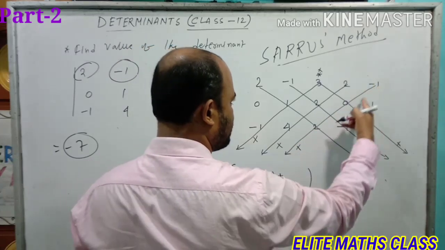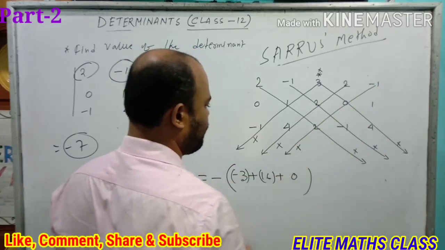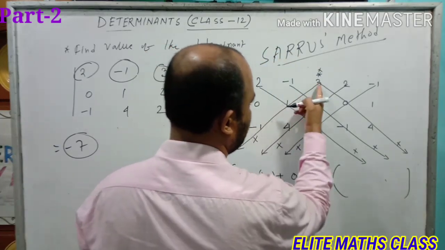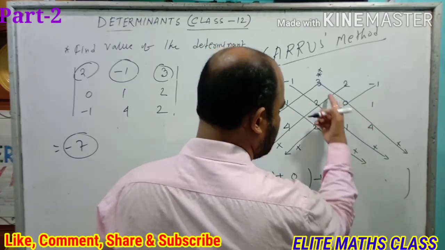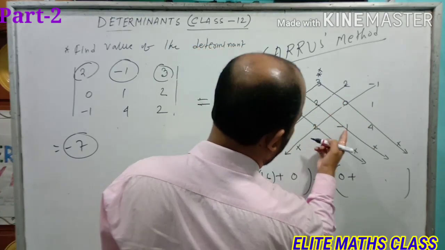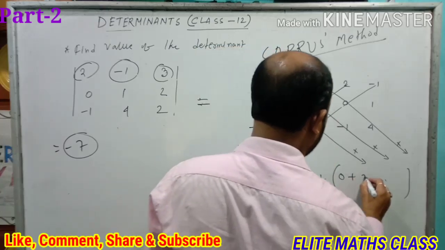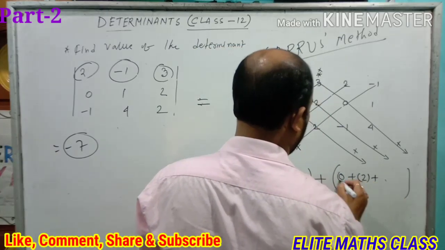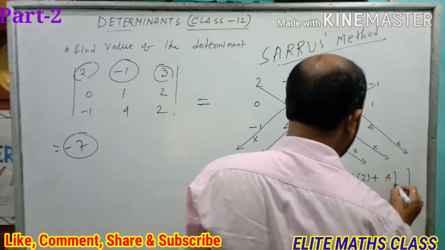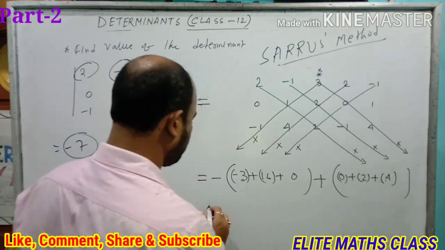Now here, minus 1 into 0, so it will be 0. Then here it is plus, then you write these elements starting from here: 3 into 0, 0 is there, that is, the product is 0. Plus, now say minus 1 into 2 into minus 1, so it will be 2. Plus 2 into 1 into 2, so the total product is 4.